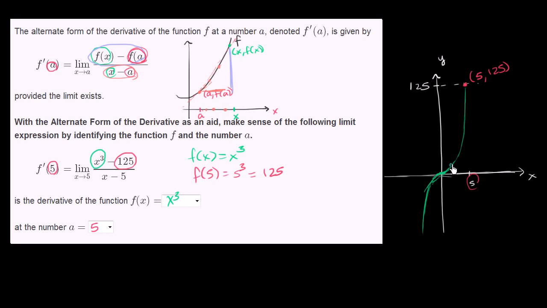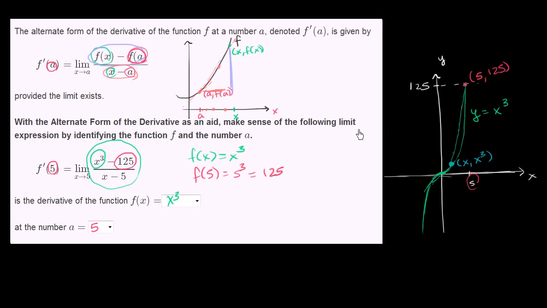So this right over here would be the point we could call x, comma x to the third. We know that f of x is equal to x to the third. And let me make it clear, this is the graph of y is equal to x to the third. And so this expression right over here, all of this is the slope between these 2 points.